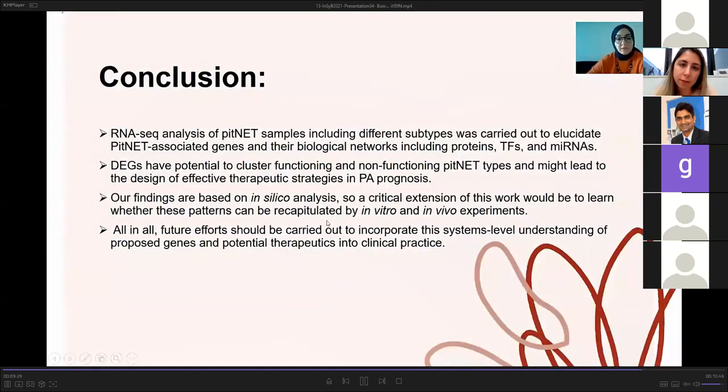As a conclusion of this study, I can say that RNA-seq analysis of pitnet samples, including different subtypes, was carried out to elucidate pitnet-associated genes and their biological networks, including proteins, transcription factors, and microRNAs. There's a potential to cluster functioning and non-functioning pitnet types, and this might lead to designing effective therapeutic strategies in disease prognosis. Our findings are based on in silico analysis, so a critical extension of this work would be to learn whether these patterns can be recapitulated by in vivo or in vitro experiments. All in all, future efforts should be carried out to incorporate this systems-level understanding of proposed genes and potential therapeutics into clinical practice.